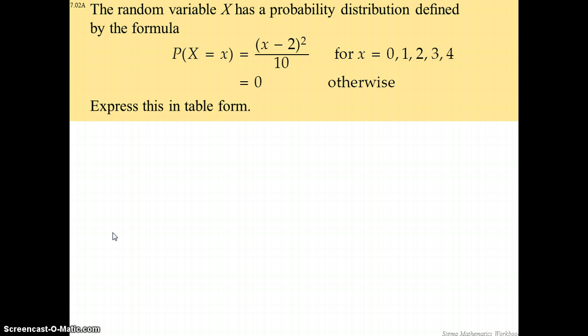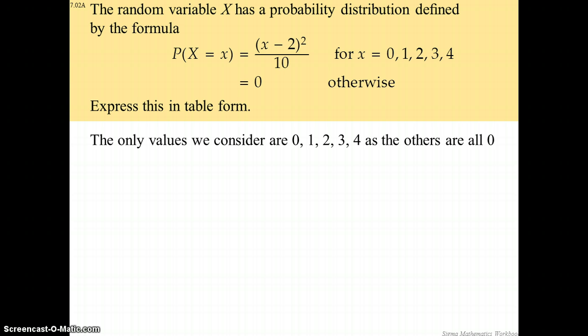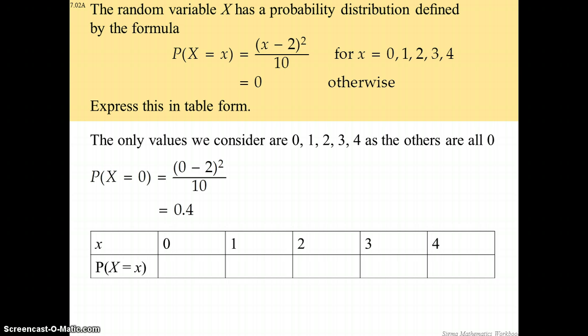So this actually works out the probabilities for the values 1, 2, 3 and 4. So to find the probability when x is 0, all I'm doing is substituting a 0 into the formula. Okay, so when you substitute 0 into this formula, 0 minus 2 squared divided by 10, you get 0.4, and the probability that x is 0 is 0.4.